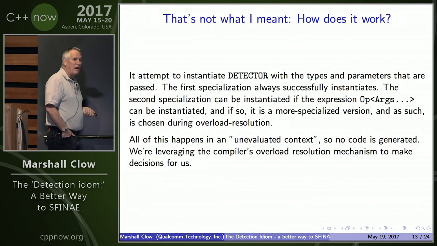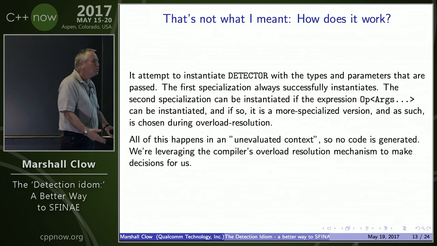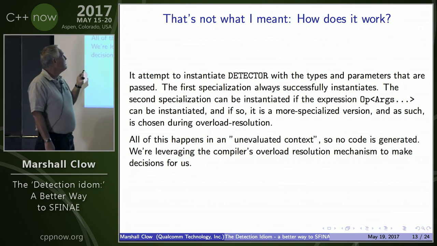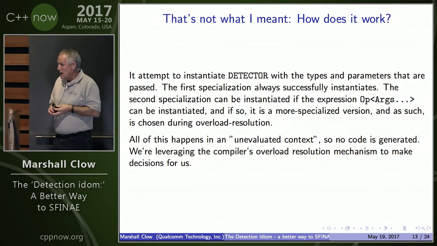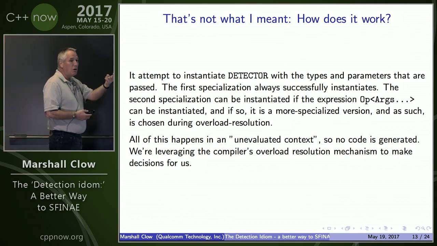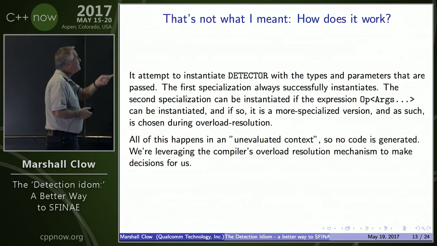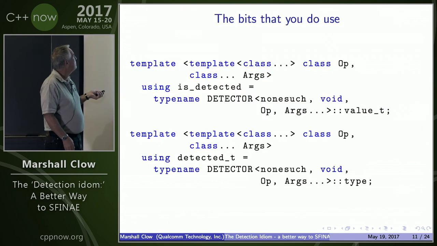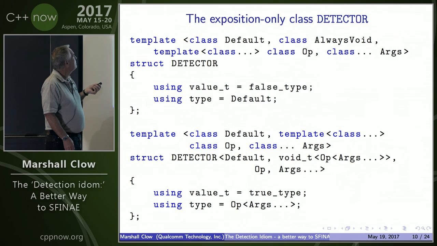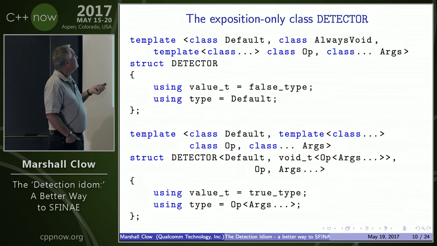But no, that's not really what I meant. How does it work? What does it do? That's a better question. It tries to instantiate detector. And there are two templates for a detector with the types and the parameters that are passed. The first one here always succeeds. Okay? There's nothing that's going to fail here, because the value_t is false and type is the default. That's always going to succeed.